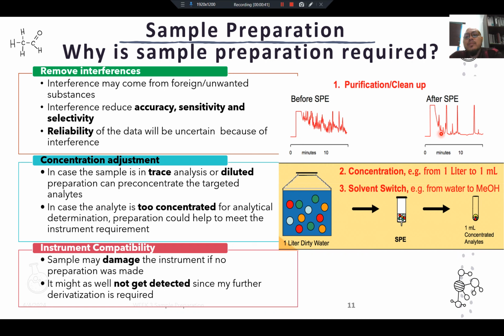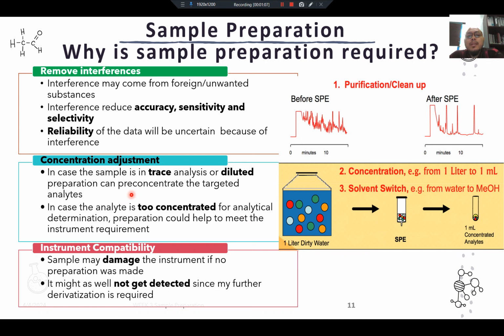So if we compare between these two, we can see clearly the peak of interest compared to this one. When the baseline of noise is also reduced because of the removal of the interference, it will increase the sensitivity of the analysis, and of course your results will become more reliable.